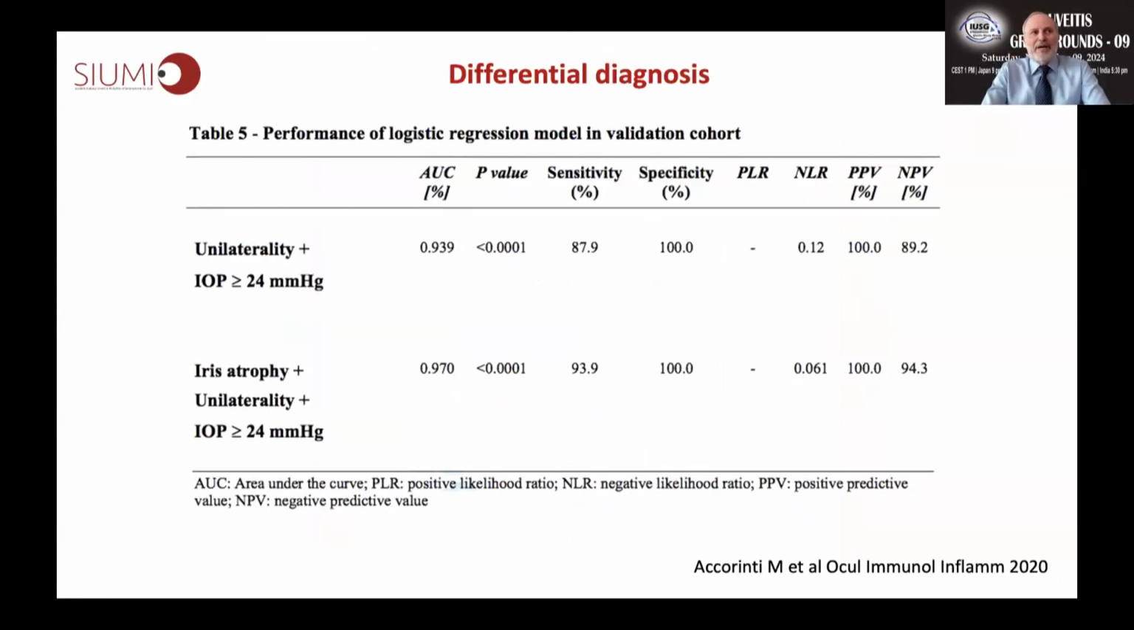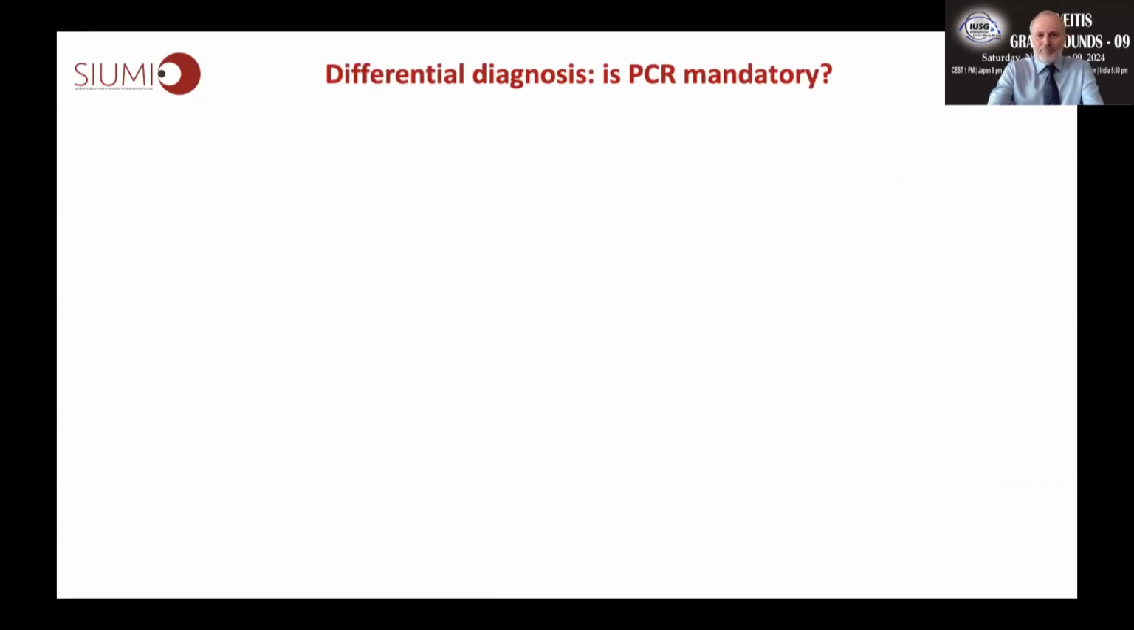And you have to look at the significance of these signs. If you have a unilateral uveitis with IOP higher than 24 millimeters of mercury, you have a sensitivity of 88% and a specificity of 100% to be in front of a herpetic viral uveitis. But if you also add iris atrophy, maybe in the recurrent phase of this disease, your sensitivity will rise up to 94%.